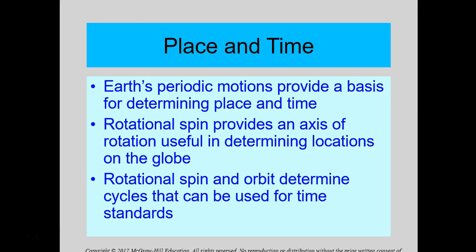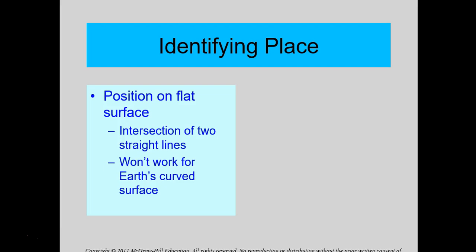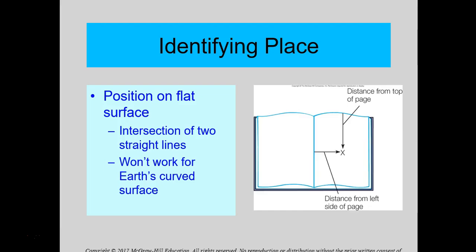So the Earth's revolution around the sun and the Earth's rotation about its axis allow us to get an idea of places and times, and allows us to establish some way to measure time on the Earth for ourselves, so that we have some kind of way to exist. The first thing we have to do, though, is we have to be able to understand how to locate a place on the Earth itself.